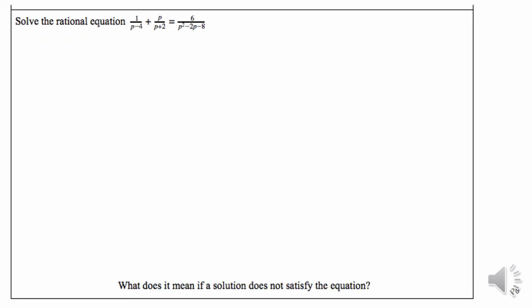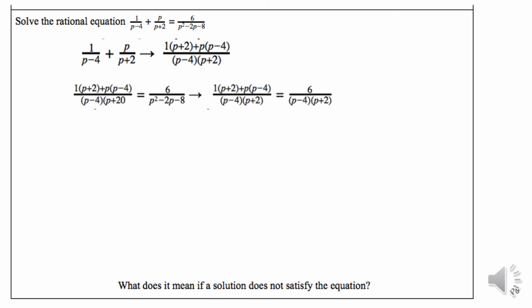Last example, again, we're going to try to combine to get a common denominator, and we'll notice that our common denominator will in fact cancel in this case. So on the left-hand side, our common denominator needs to be p minus 4 times p plus 2. So our left fraction needs to be multiplied by p plus 2 in the numerator and denominator. Our right-hand side needs to be multiplied by p minus 4 in the numerator and the denominator. We then set that equal to 6 over p squared minus 2p minus 8.